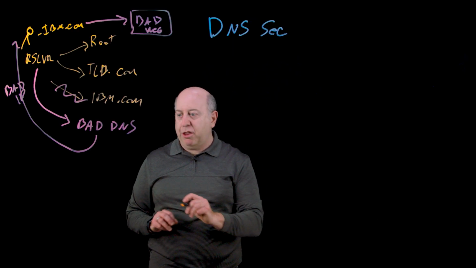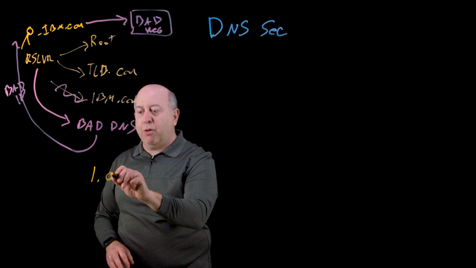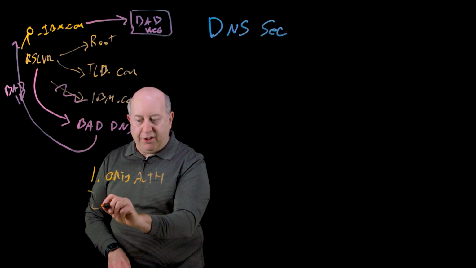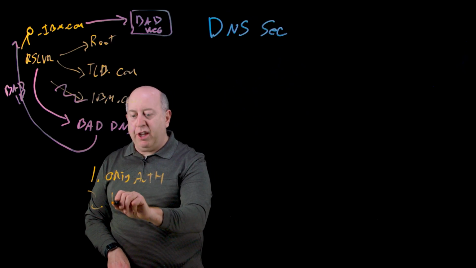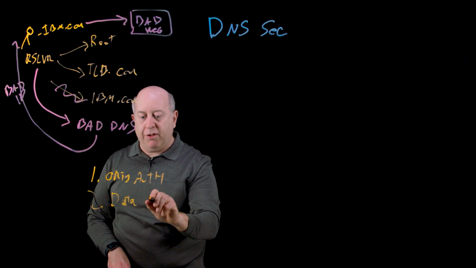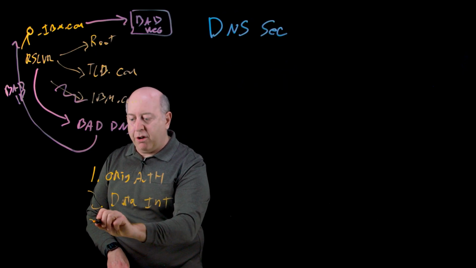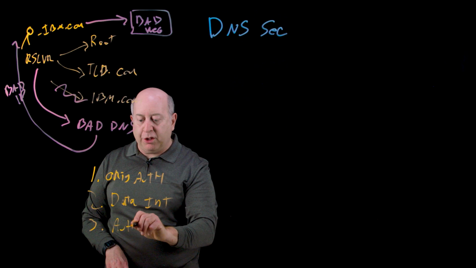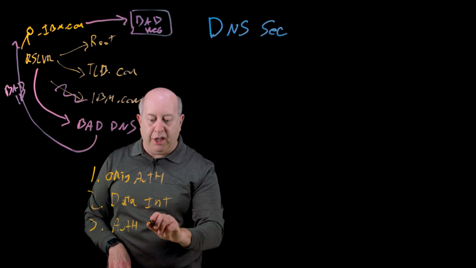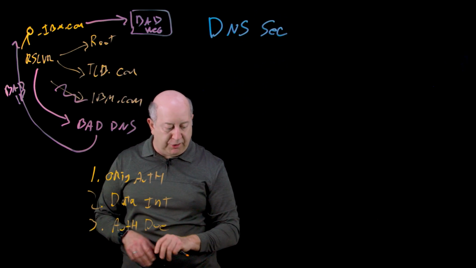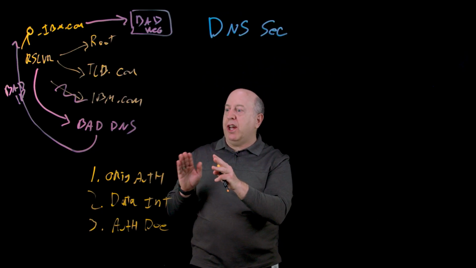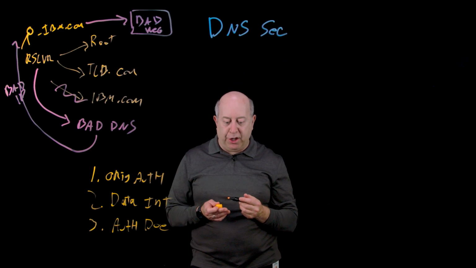DNSSEC does three things. First, it does origin authentication. Second, it implements data integrity checking. And third, it implements authenticated denial of existence. And we'll talk about what each of these things are in a little more depth as we go through this. So that's why you should care about DNSSEC and what DNSSEC can do for you.